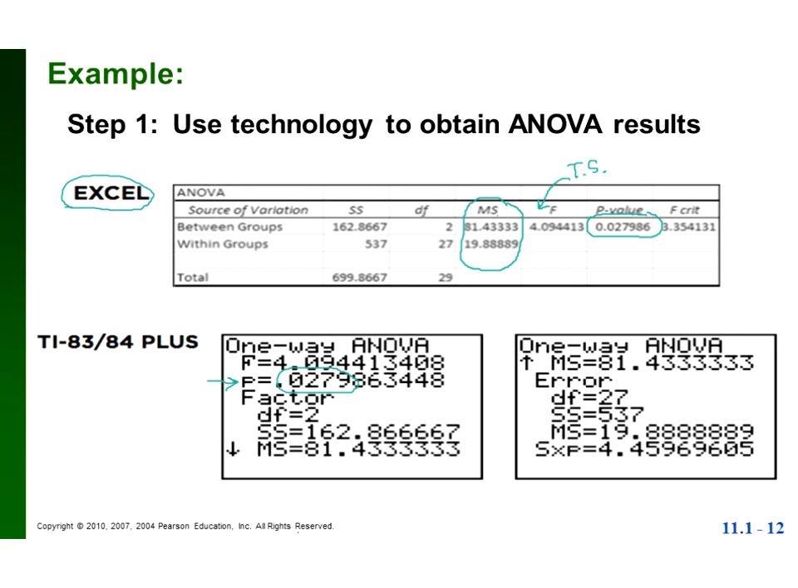So if you take 81.4333 and you divide it by 19.8888, what does that give you? So that's what I was trying to get on the calculator, but I don't think I was looking at it correctly.